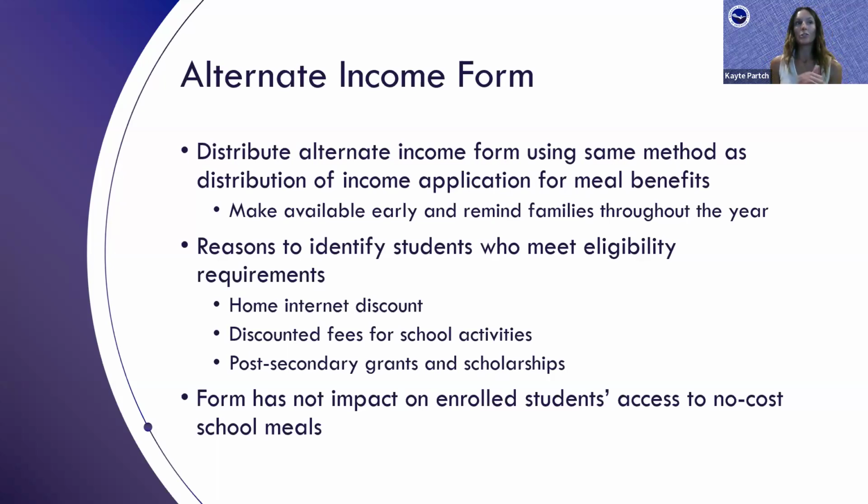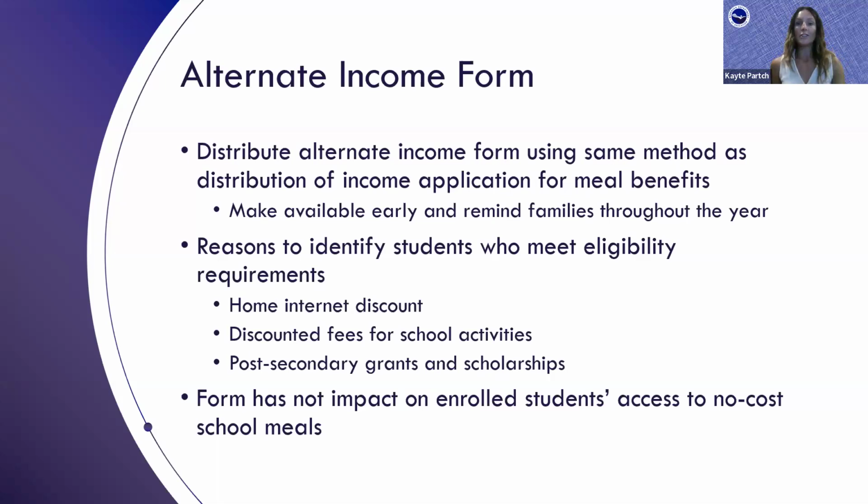Make this available early, and remind families throughout the year of its availability, because they may want some sort of documentation related to their individual students' free or reduced eligibility determination based on household size and income, for example. So some schools offer discounts on maybe a band uniform, or a discount to attend school functions or activities, that is based on the same income guidelines that we use in the school nutrition programs.